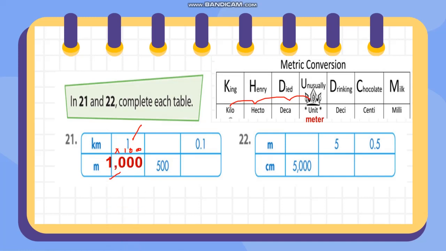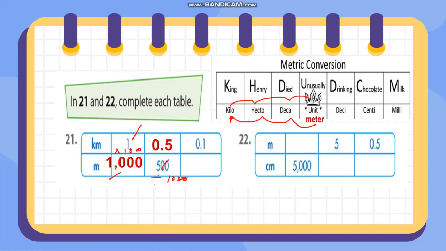Now 500 meter, convert to kilometer. This is meter, convert to kilometer, tens, hundreds, thousands. Smaller to bigger means divide. So I need to divide this into 1,000. So in dividing by 1,000, just cancel 2 zeros because you have 2 zeros there. Okay. And 5 divided by 10 is equivalent to 0.5. That's why the answer is 0.5 or 5 tenths.